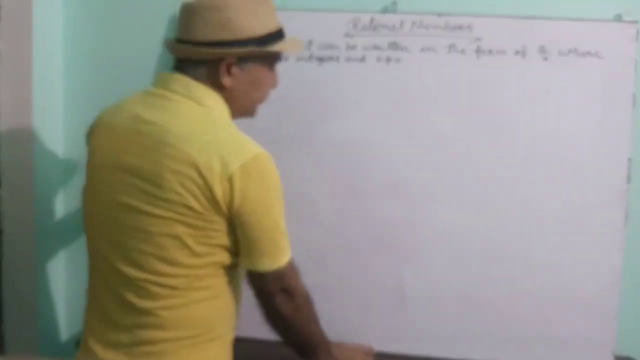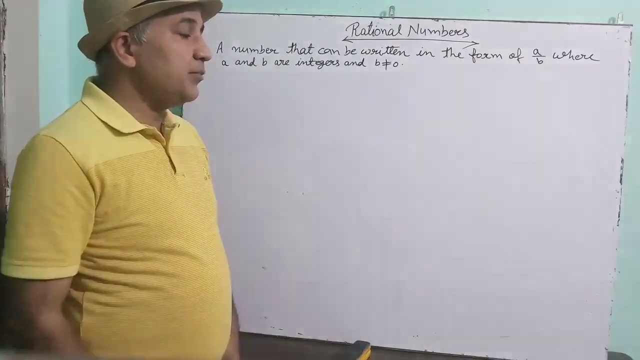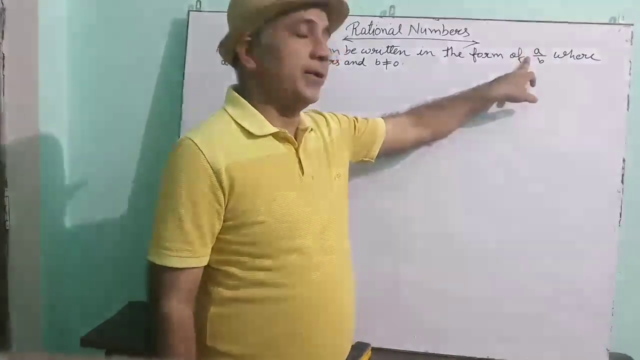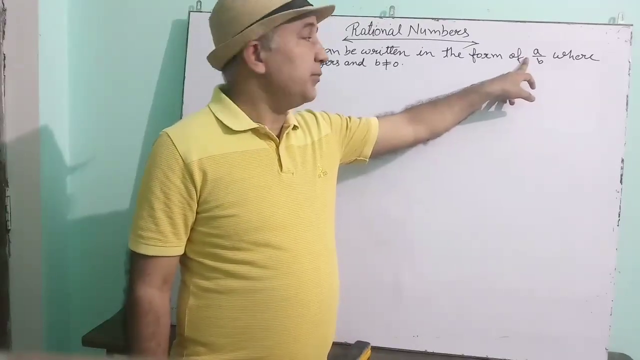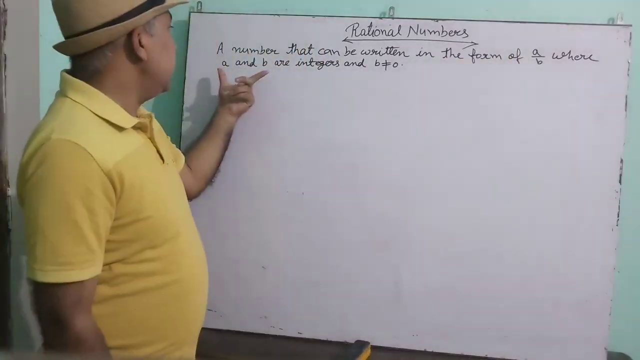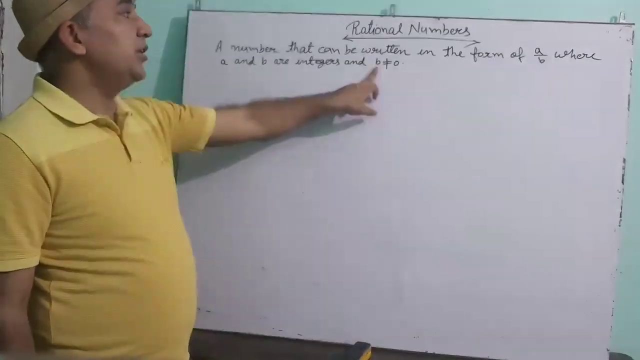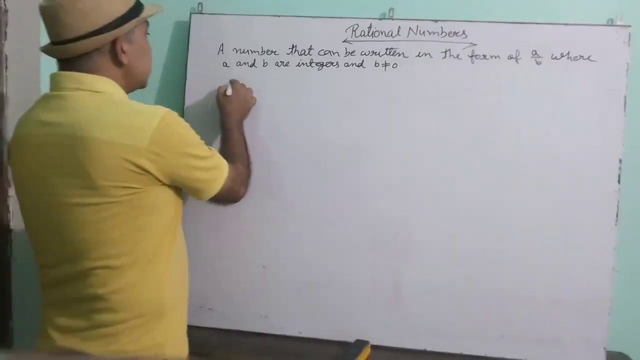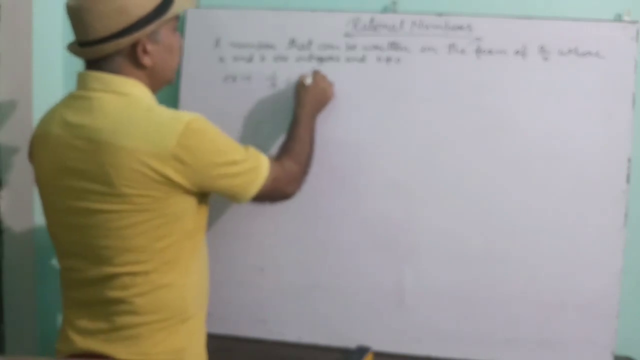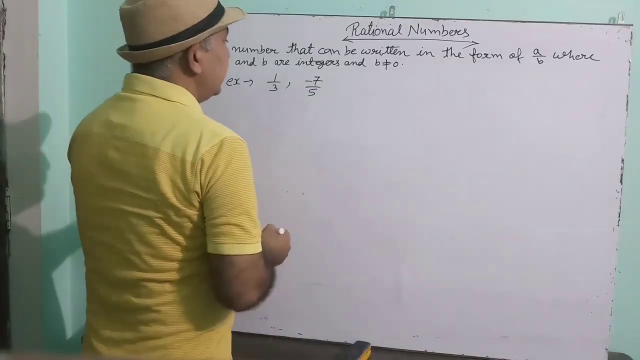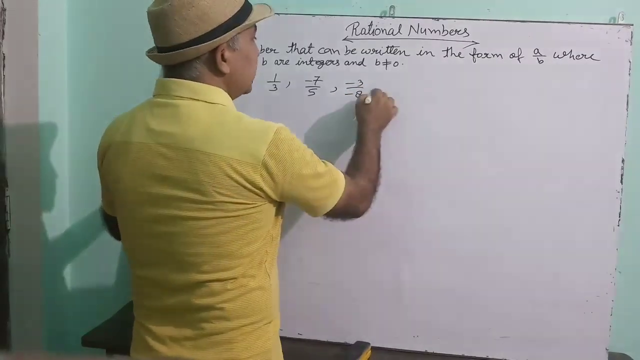Now see. About the rational numbers, we have studied that all those numbers that can be written in the form of a upon b, looking like a fraction, where numerator and denominator both are integers, but denominator should not be 0. Examples: 1 by 3 is a rational number. Minus 7 by 5 is also a rational number. Minus 3 by minus 8 is also a rational number.